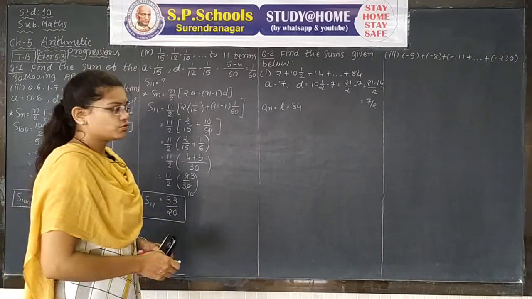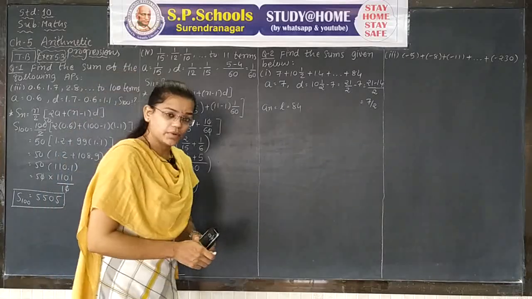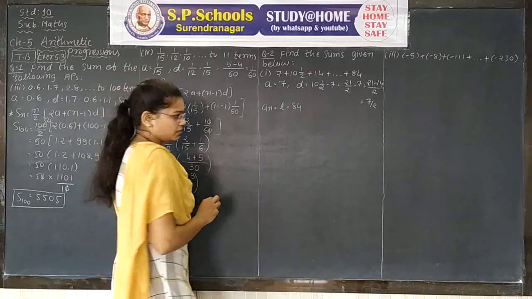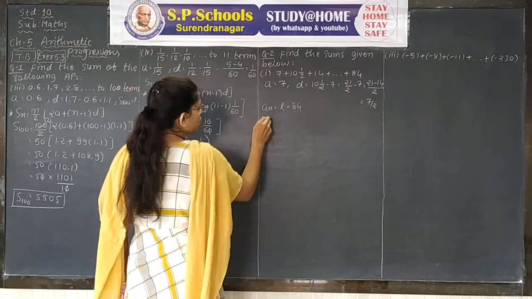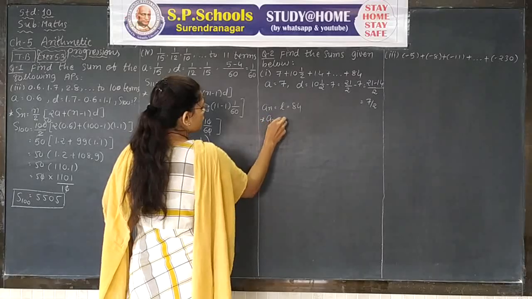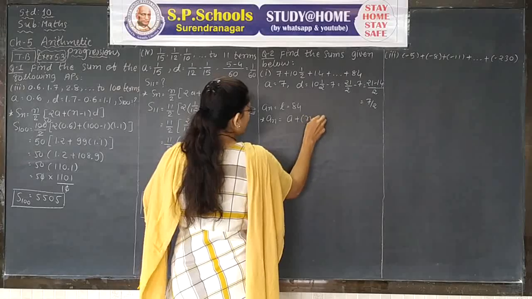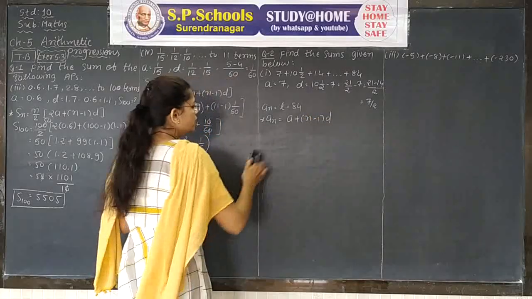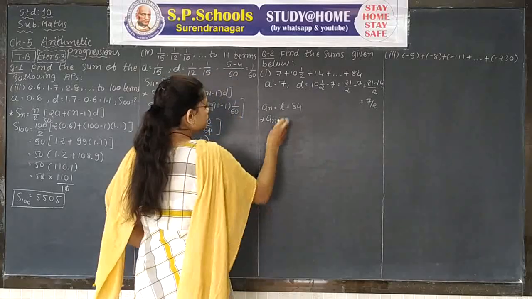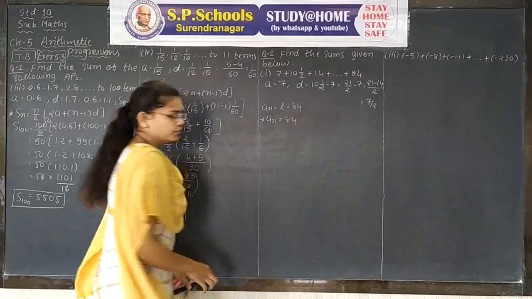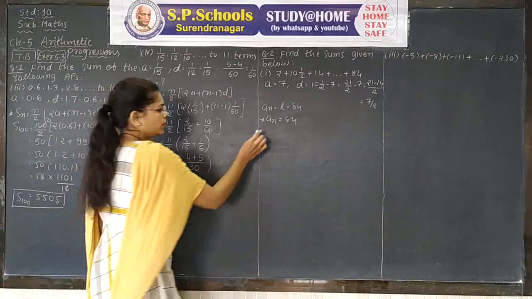Sn is equal to n upon 2 into bracket (a plus l). First of all, small n, the number of terms, is required. To find the number of terms, we use an is equal to a plus (n minus 1) into d. Otherwise, you can also directly use an is equal to 84, then substitute the formula on the left-hand side.